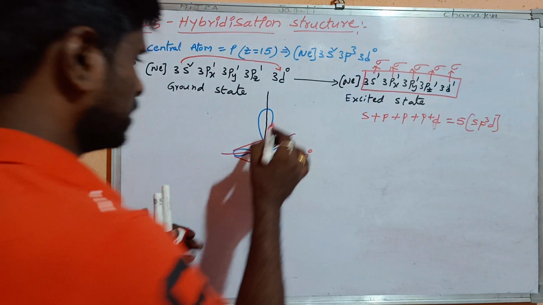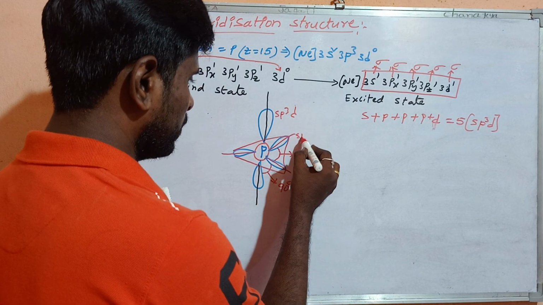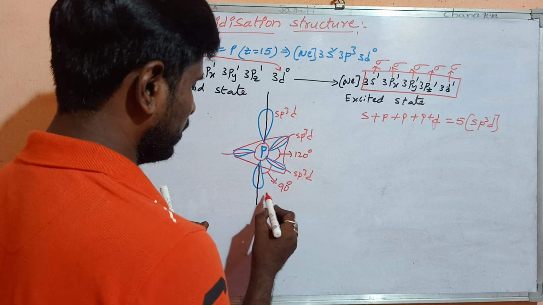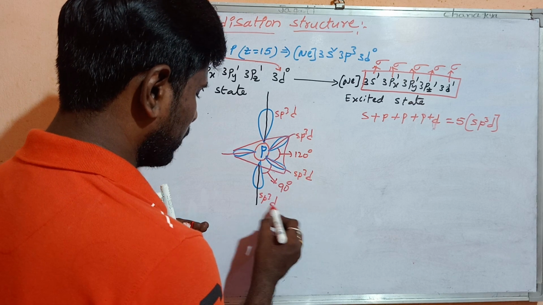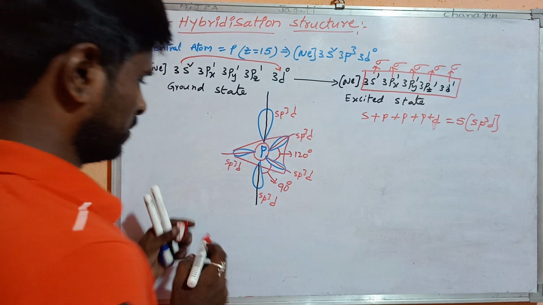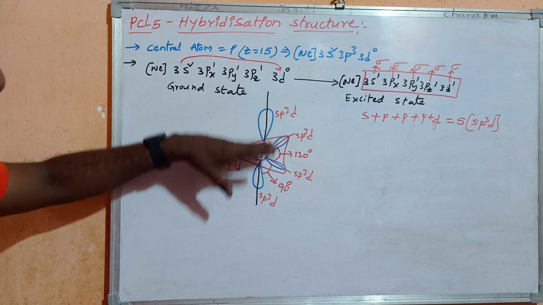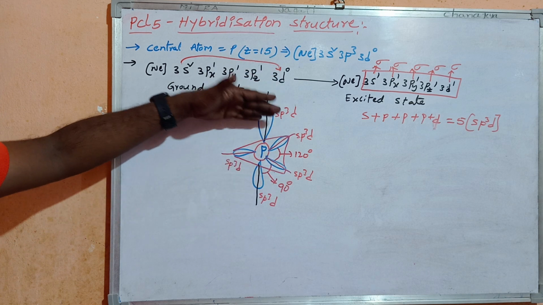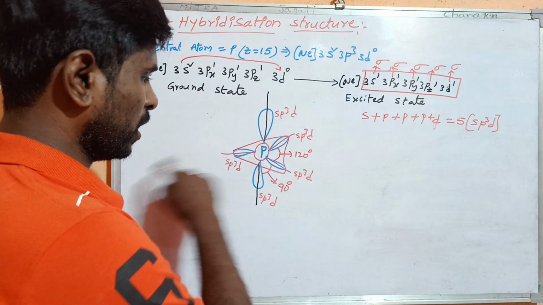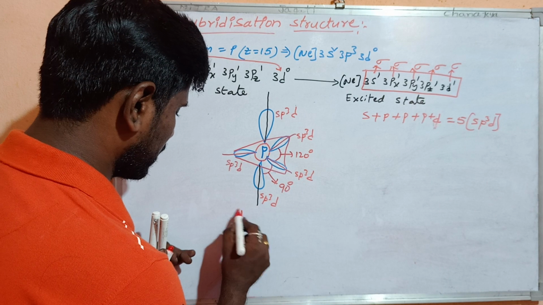This is the sp3d hybridized orbital of phosphorus in PCl5. There are 5 sp3d orbitals. The axial orbitals are above and below the equatorial orbitals: one is above the equatorial plane, another one is below it. These are the equatorial orbitals. This shape is trigonal bipyramidal.